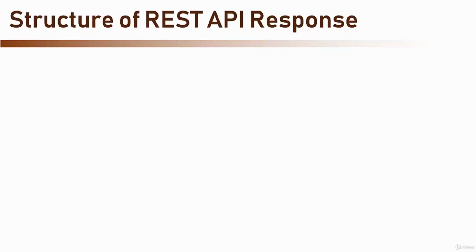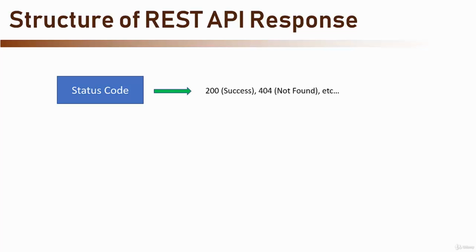And now let's talk about the structure of REST API response. So in the response also we have some components. First, the status code. The status code is a number, a 3-digit number that represents whether the request succeeded or not, and if not, what was the problem.